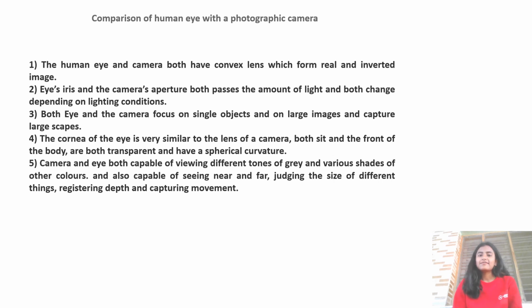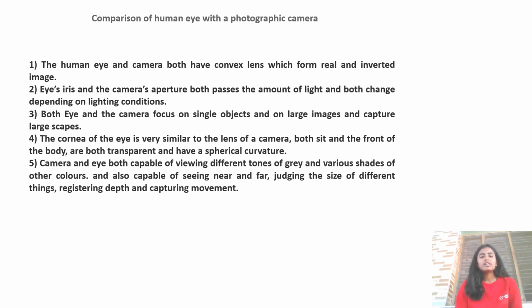Comparison of the human eye with a photographic camera. The human eye and the camera both have a convex lens which forms a real and inverted image. The eye's iris and the camera's aperture both control the amount of light, and both change depending on the lighting conditions. Both eye and camera focus on a single object and on large images and capture large scapes.